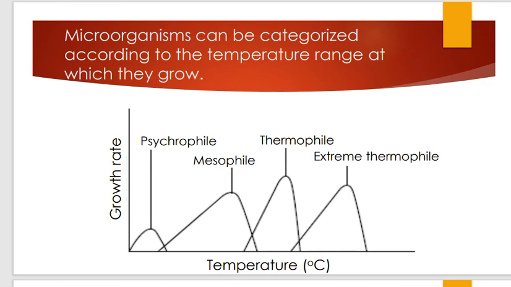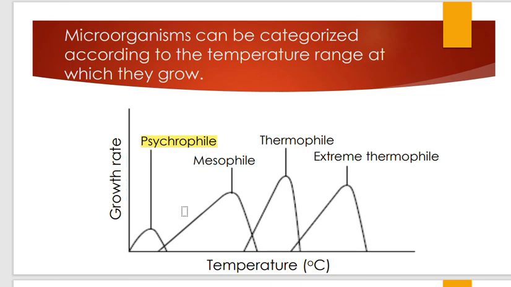So different microorganisms can be categorized according to the temperature range or temperature requirement at which they grow. So again, we have here another figure showing the growth rate versus the temperature of the microorganisms. So first, let's discuss the first classification or category of your microorganisms based on their temperature requirement. So the first one we have here is psychrophile or psychrophilic microorganisms.